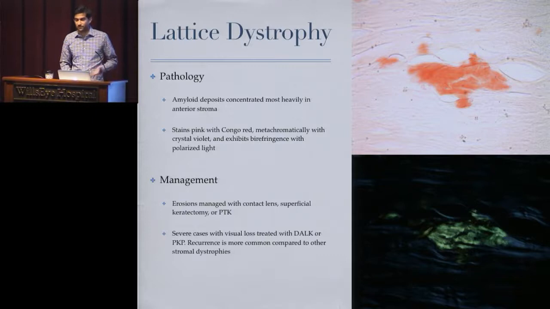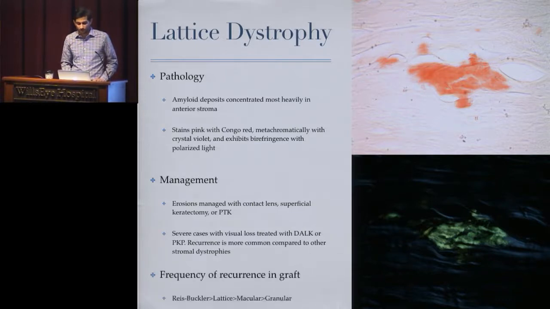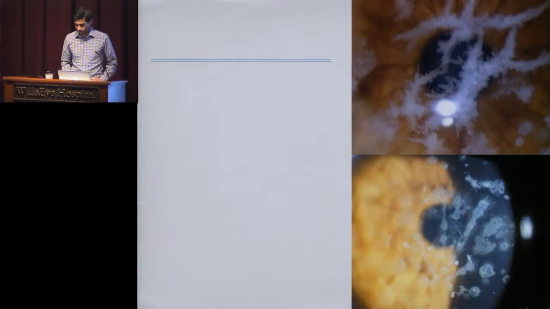Management's the same. So the management for all of these is basically the same. You treat the erosions, and then if it's affecting the vision, depending how deep it is, you either do PTK, DALK, or PKP. As far as lattice goes, recurrence is pretty common in a transplant. So as far as frequency, Meesmann's dystrophies recur the most, so Reis-Bucklers, then lattice, then macular, then granular. So if you're going to do a transplant on someone, if you want to prep your patient as far as what the chance of this coming back is, that's a pretty good rule of thumb to follow. All right, what's this one?